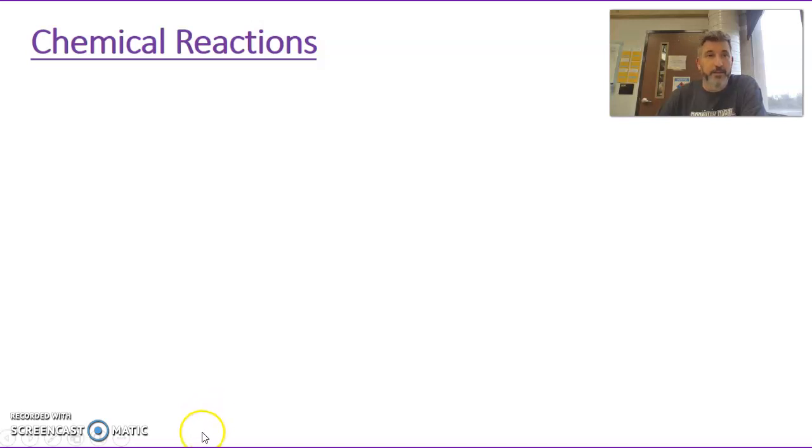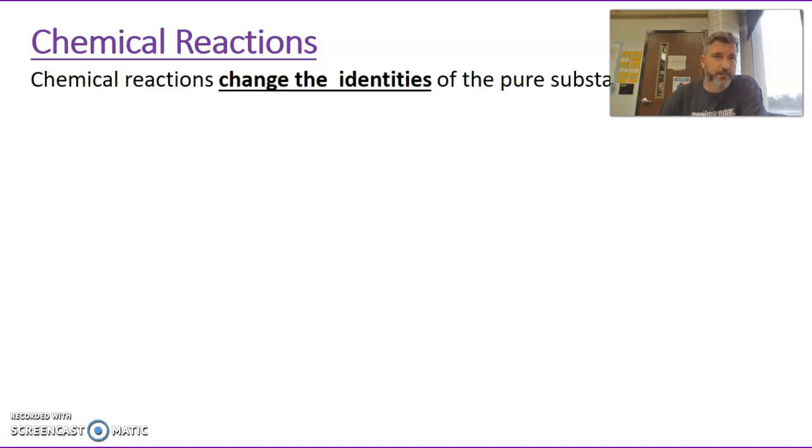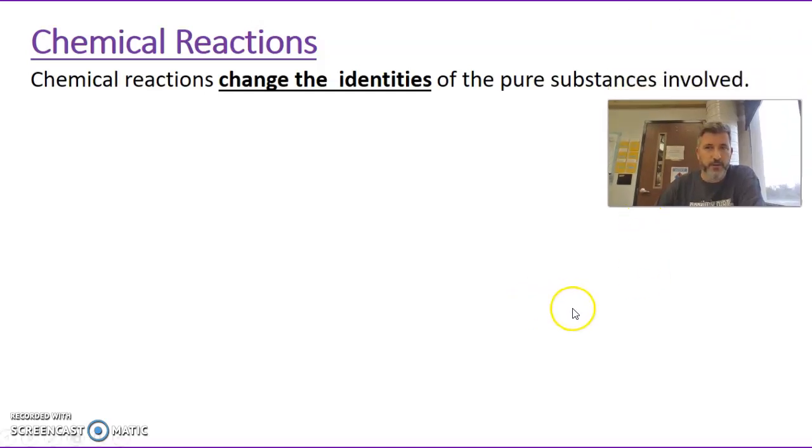So today we're going to talk about chemical reactions. And the thing that we need to understand about chemical reactions in general is that they always result in changed identities of the substances involved. So you're not just boiling water. You're separating water into hydrogen and oxygen, which have different properties.